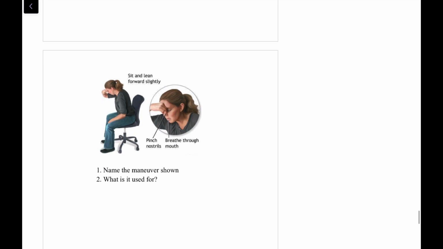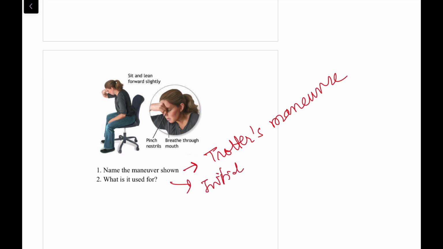Then coming to the next picture. So name the maneuver shown. This is Trotter's maneuver. Now what is it used for? It is used as an initial management of epistaxis. So what do we do in the Trotter's maneuver? As you can see, it has already been described in the picture. We sit and lean forward slightly and pinch the nostrils and breathe through the mouth. So this is Trotter's maneuver.